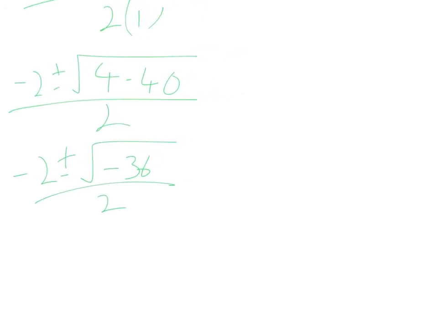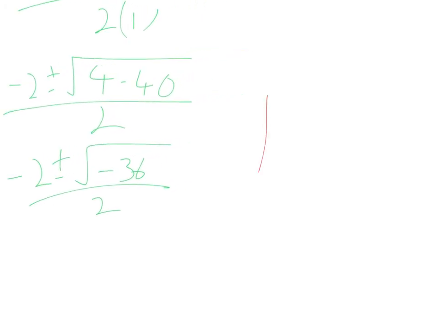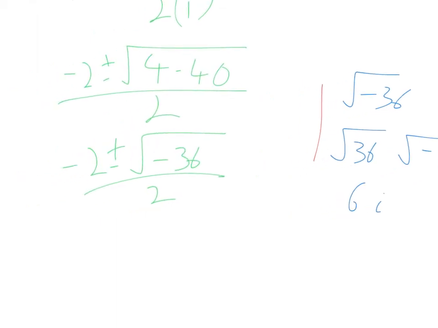So we would split up the number. In this case, the square root of minus 36. We can split that up into the square root of 36 and the square root of minus 1. Now the square root of 36 is 6, and the square root of minus 1 we call i. So the square root of minus 36 we can rewrite as just being 6i. So we get minus 2 plus minus 6i, all divided by 2.